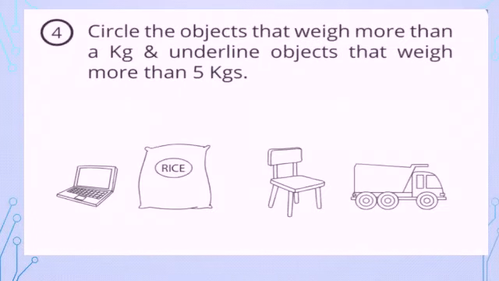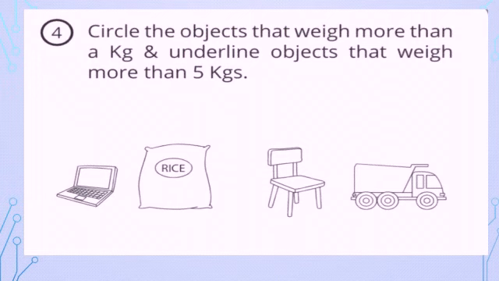Now the fourth question, circle the objects that weigh more than a kg and underline objects that weigh more than 5 kgs. So the names of the items are given here. I will tell you the names. Like first one is a laptop, second one is a sack of rice, and then fourth one is a chair, and fifth one is a truck. You can say it's a real truck. Okay, so not a toy truck or anything, it's a real truck. So what would be the proper answer?